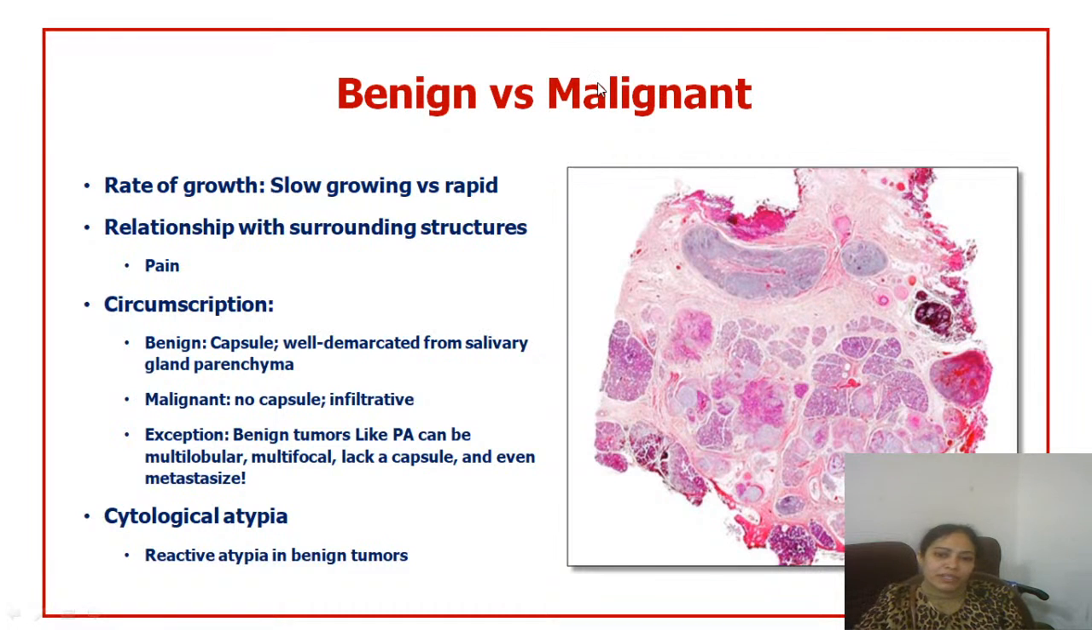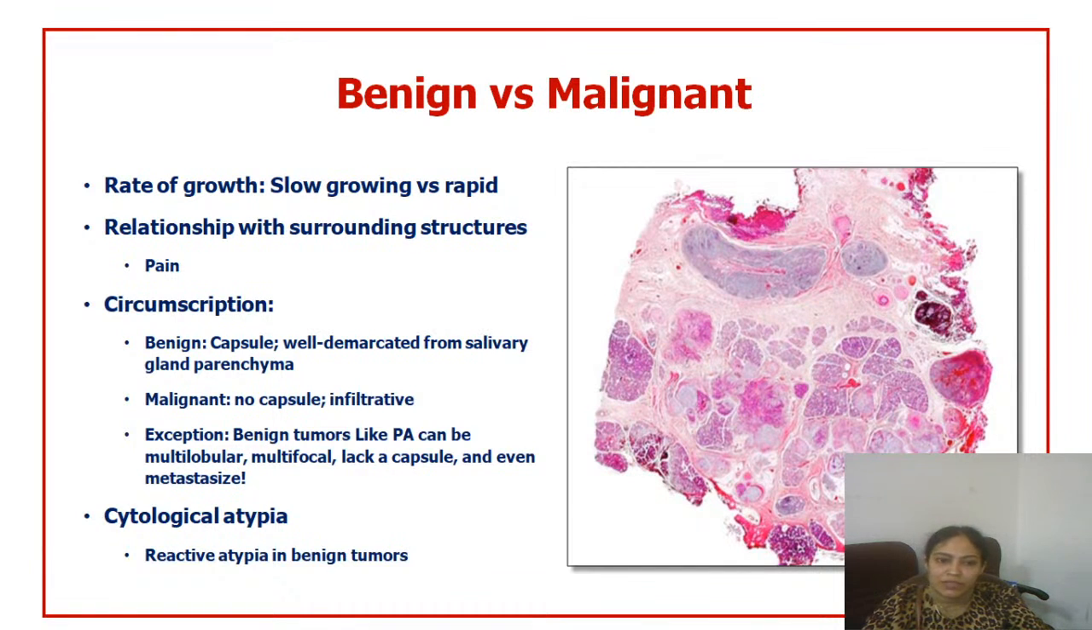So when we look at benign versus malignant, we look at the rate of growth. Is it slow growing, or is it rapid? What is the relationship with surrounding structures? In the parotid, is there a history of pain? Because if the mass is painful, that would tell you that the facial nerve is involved.